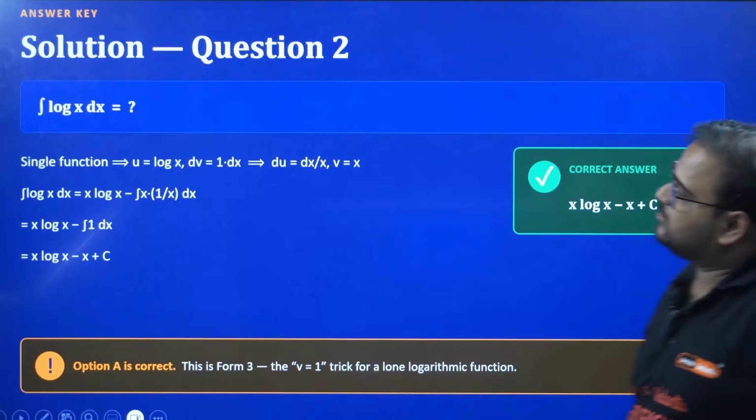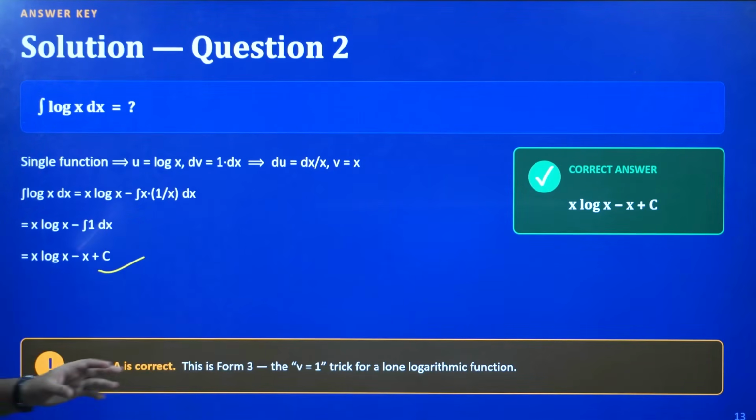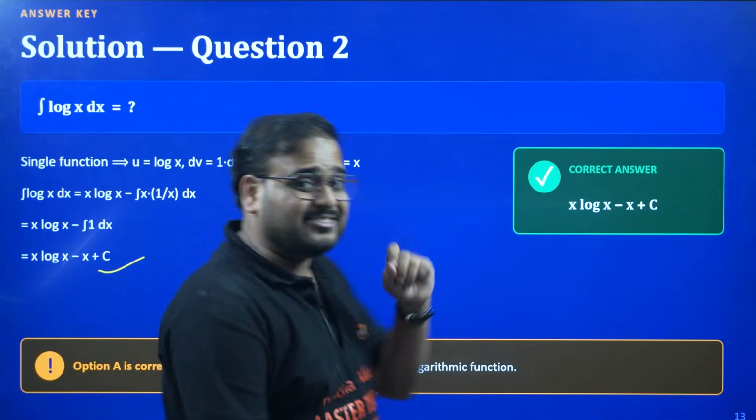Check. X log x minus x plus c. Right? The second form is also discussed. Let me know how many of you are finding this session helpful.